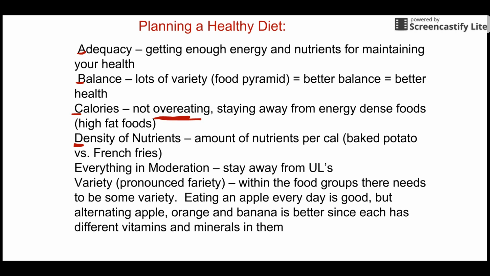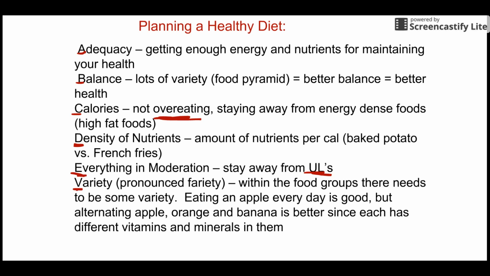Be aware of the density of nutrients. A potato has useful stuff in there, right? The potato has some good nutrition in there. But the nutrients per calorie change a lot. So a baked potato versus French fries: there's some nutritious stuff in the French fries, but you're also throwing in all that fat. So for the amount of calories, you're getting less. All right, so the density of the nutrients changes. Okay, everything in moderation. Stay away from the upper limits. You're not overloading on any one area.